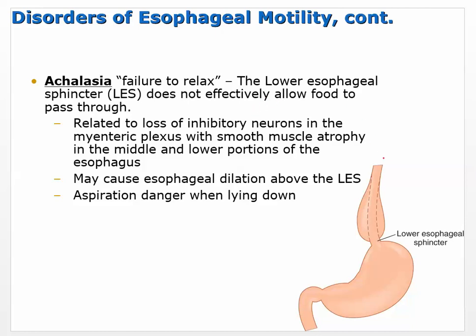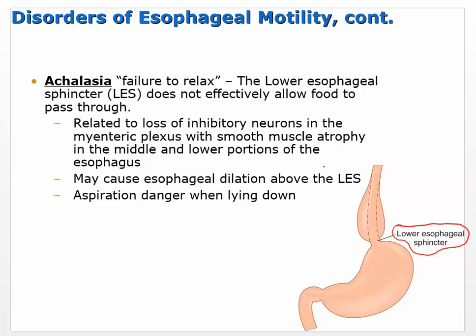Okay, so you have this little thing, this lower esophageal sphincter. This sphincter sits at the bottom of the esophagus. It's supposed to open, which means relax, and then close. It's supposed to open when food comes down, part of that peristalsis, to send a signal to tell the lower esophageal sphincter to relax. Well, if that doesn't happen, then food can get backed up. So the lower esophageal sphincter doesn't effectively allow that food to pass through.